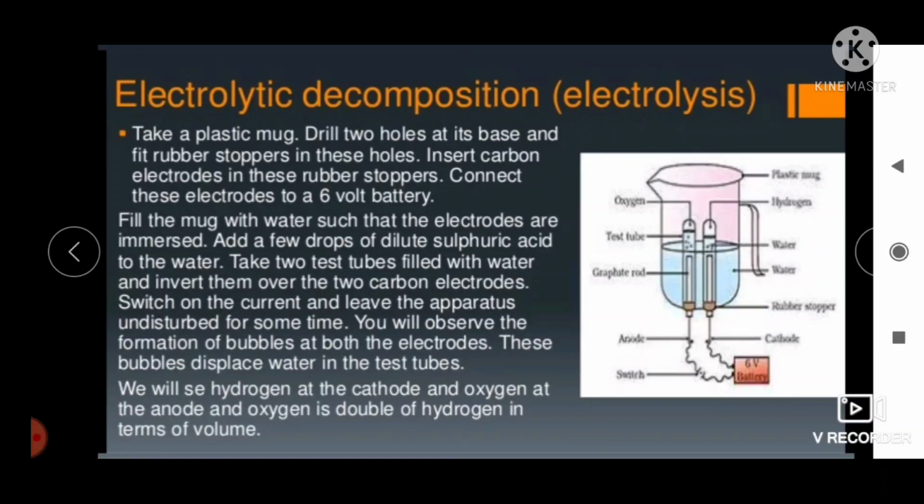Why do we add sulfuric acid to the water? Do you know what is the reason? Because water is a poor conductor of electricity. But water containing a few drops of sulfuric acid is a good conductor.